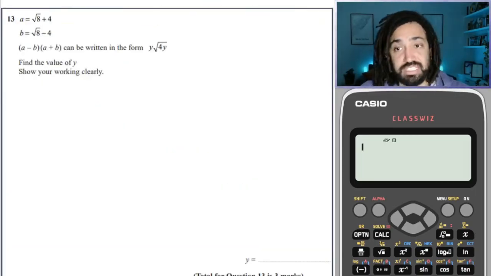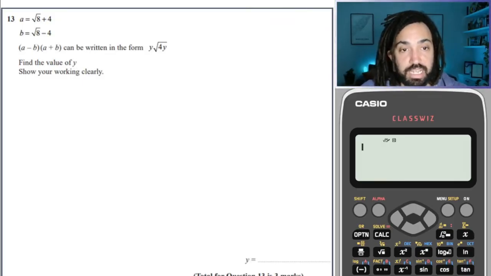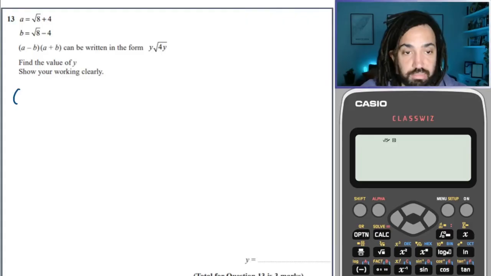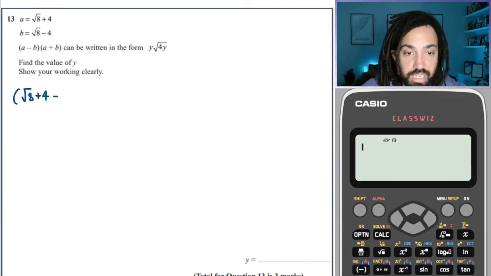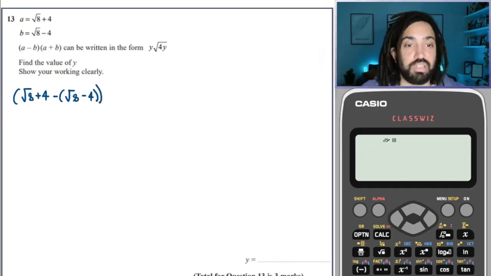Okay, question 13. These are tricky questions. You have to have a good understanding of surds to see what's happening here. So we've got A, we've got B, and it's asking us to work out A minus B, which would be root 8 plus 4, minus all of root 8 minus 4. So that's the first part. That's A minus B, because we've got A here and we're taking away B.